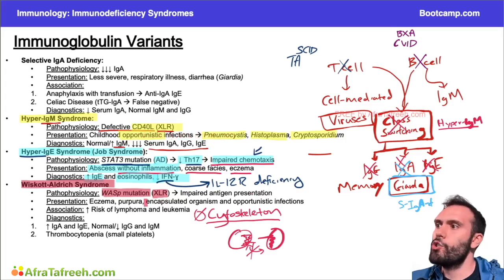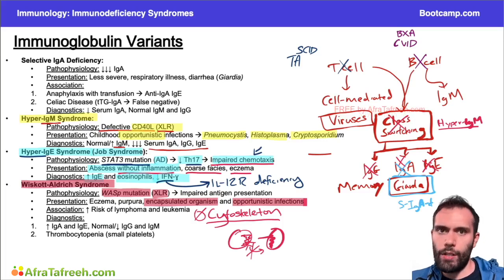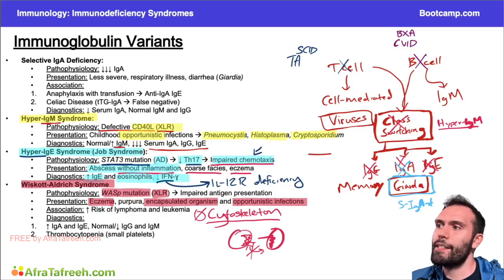So these patients in general, because of the impaired antigen presentation, will classically have infections with encapsulated organisms and opportunistic infections, and a lot of this isn't really news compared to some of the other pathologies we talked about. This won't completely distinguish this disease for you. The thing that you really want to look for here is going to be the other classic findings, and that's going to be eczema and purpura. Now, the purpura specifically is going to be classic because these patients have thrombocytopenia.